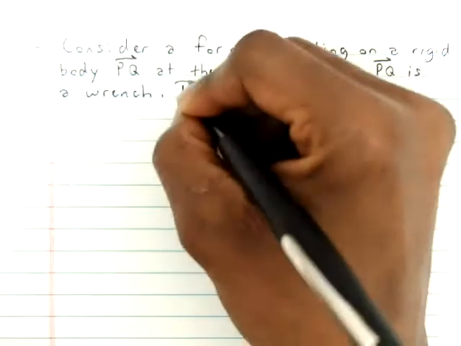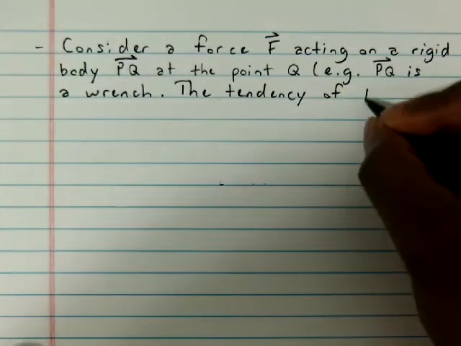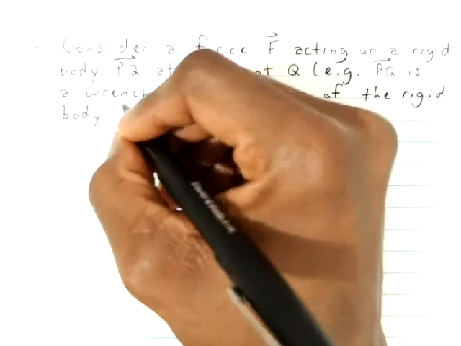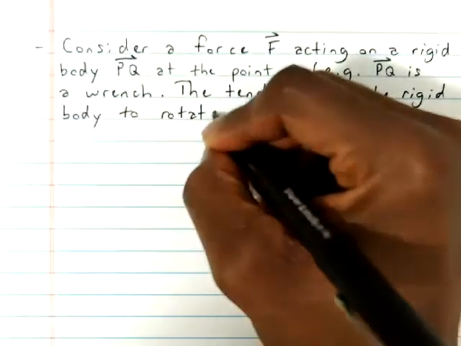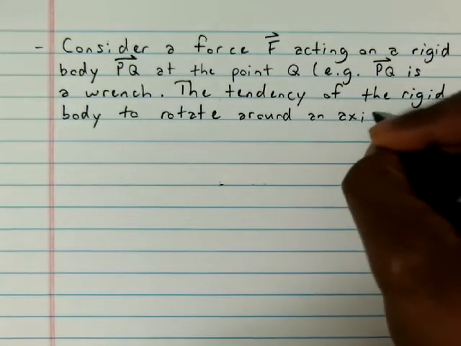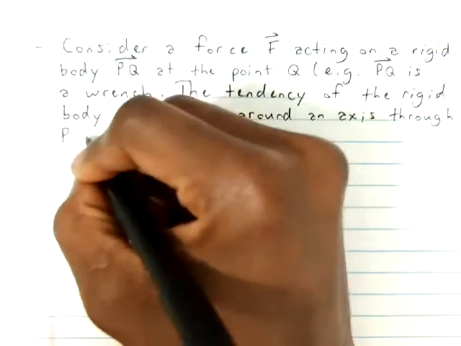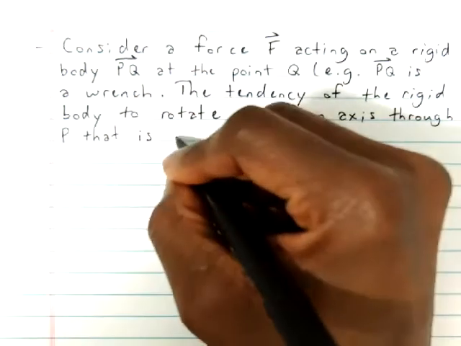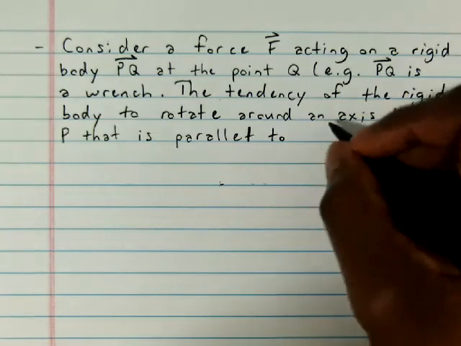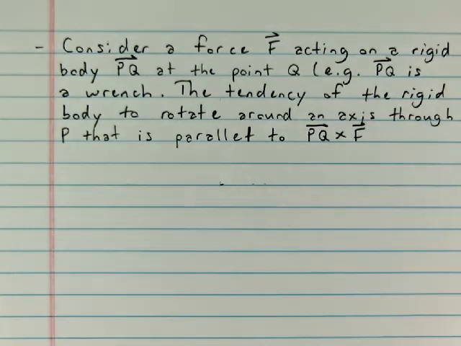The tendency of the rigid body to rotate around an axis through P that is parallel to PQ cross F.